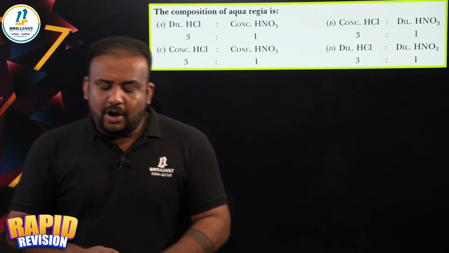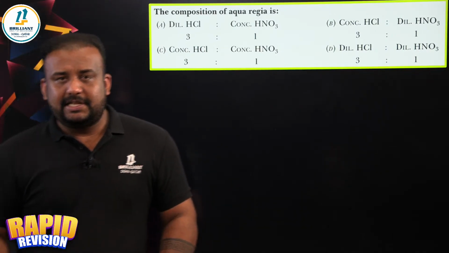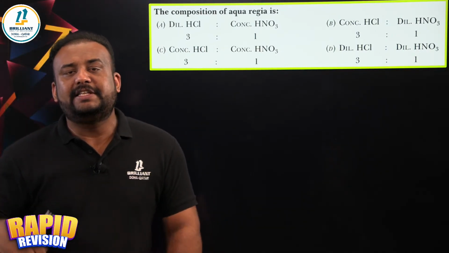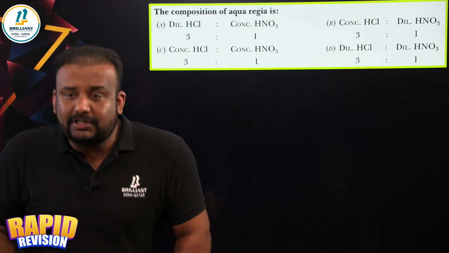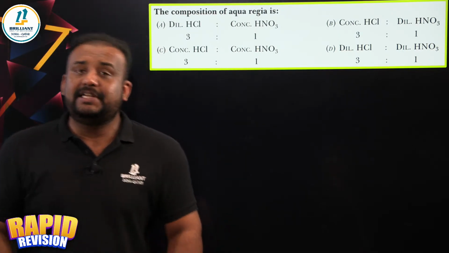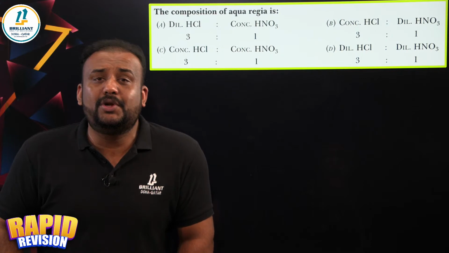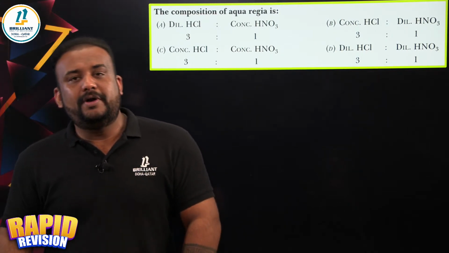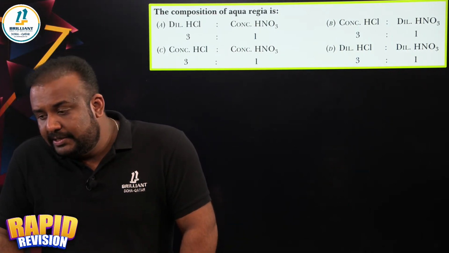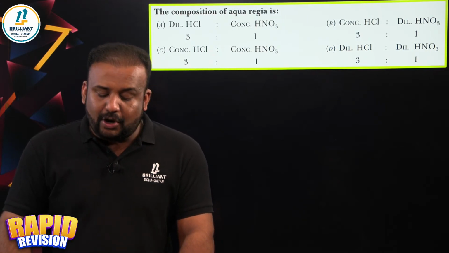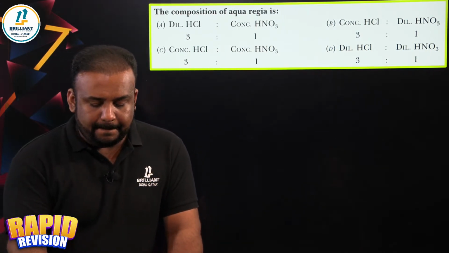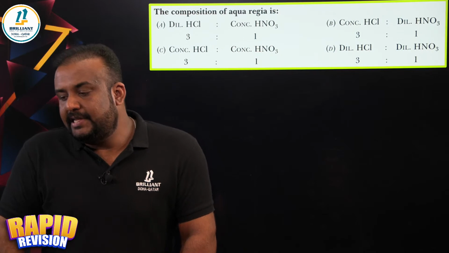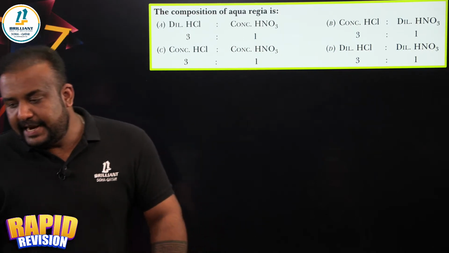Right. The composition of aqua regia is, everybody know what is aqua regia? It's a mixture of two acids. It's also known as the royal water because it can dissolve even the most noble metals like gold, platinum, etc. Right? So that is what aqua regia is. Tell me the composition of aqua regia. Yes. What is the right choice?